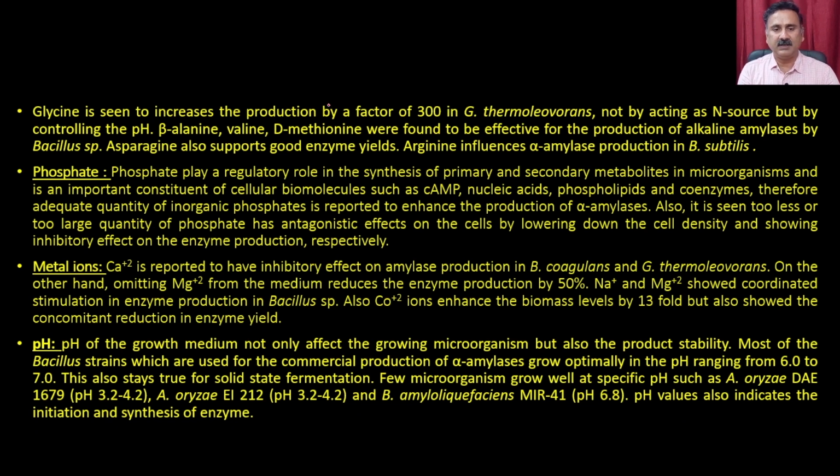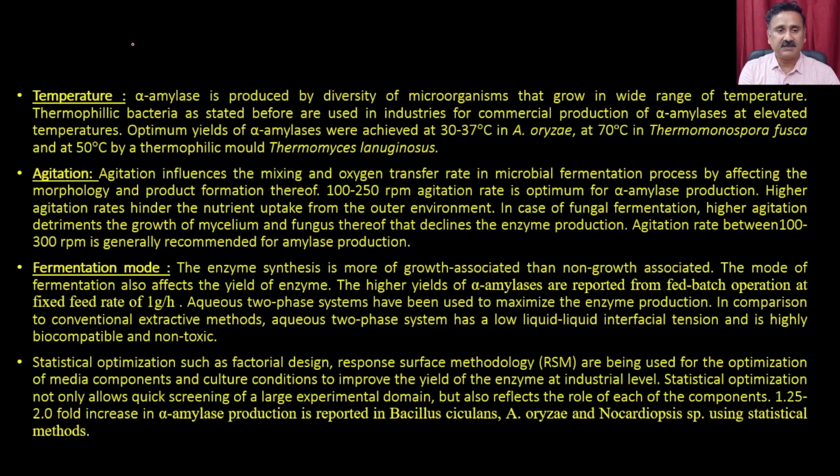Then glycine seems to increase the production by a factor of 300. Then we also have phosphate, metal ions, and pH, and all these are going to affect alpha amylase production, because they are going to affect the fermentations. Then we also have other factors like temperature, agitation, fermentation mode, and statistical optimization, and all these things we are not going to discuss. I have just written them so that you can follow the content. All these are discussed in detail when you go through any of the MOOC courses where they discuss downstream processing or fermentation technologies.